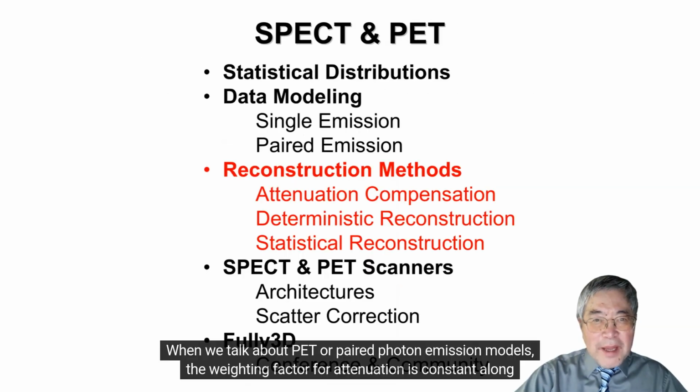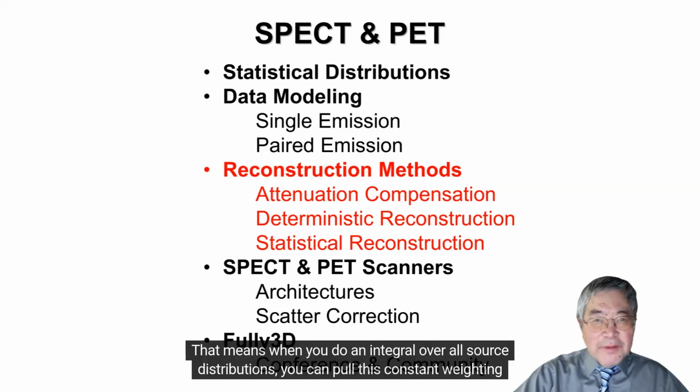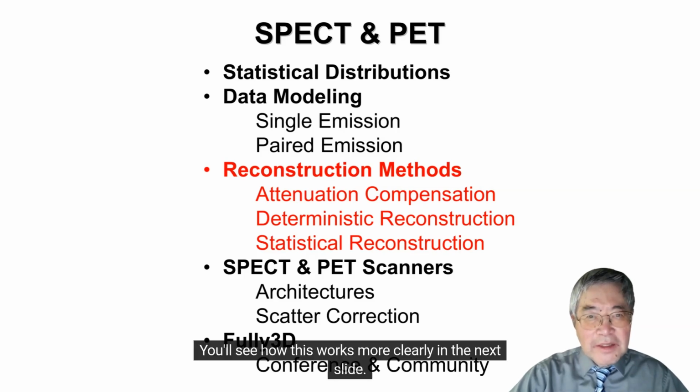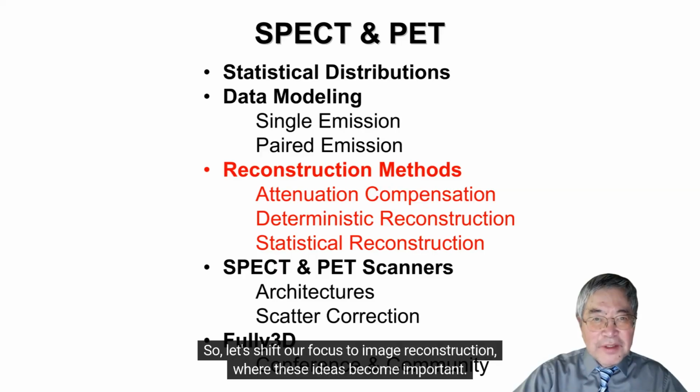When we talk about PET or paired photon emission models, the weighting factor for attenuation is constant along a given line of response. That means when you do an integral over all source distributions, you can pull this constant weighting factor outside the integral. It doesn't depend on the source position. You'll see how this works more clearly in the next slide. So let's shift our focus to image reconstruction, where these ideas become important.